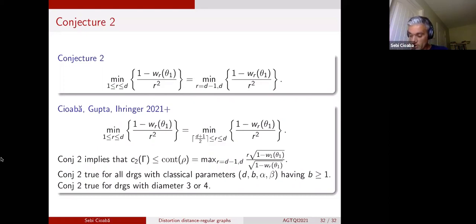And we can prove it for classical parameters with b greater or equal to 1. And yeah, it has that implication, but we don't know if it's true in general.